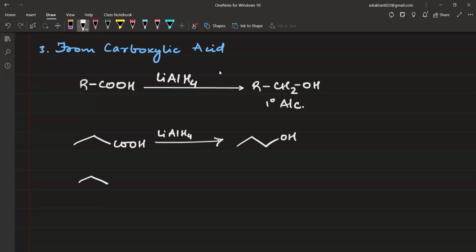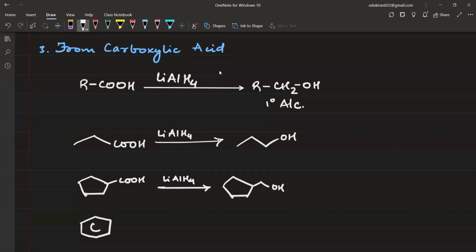And if you have something like this, carboxylic acid, then lithium aluminium hydride will convert it to CH2OH. Oh, sorry, my bad. Same carbon atoms and 1 OH. Similarly, if you have benzoic acid, lithium aluminium hydride will convert it to benzyl alcohol, CH2OH.